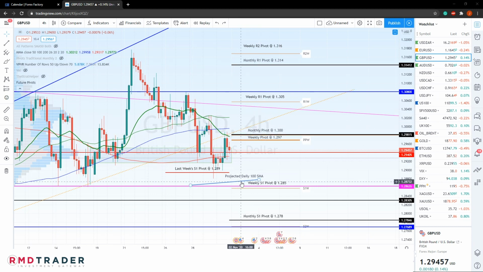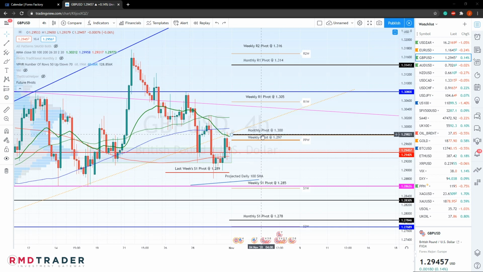Also note that we have our daily 100 SMA right below us at about 1.287. And then, of course, the weekly S1 pivot also just below that at 1.285. So both of these areas might be important near-term short targets should price just continue to sell off into today, or perhaps if we see a pullback into our area of resistance and a rejection, that might lead to a retest of this area of support.